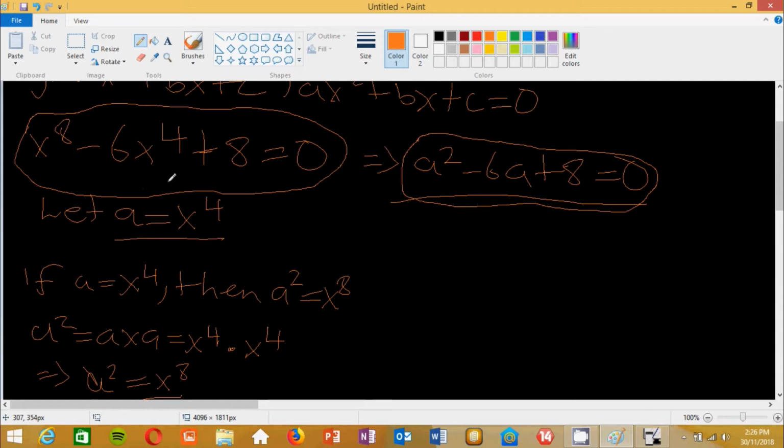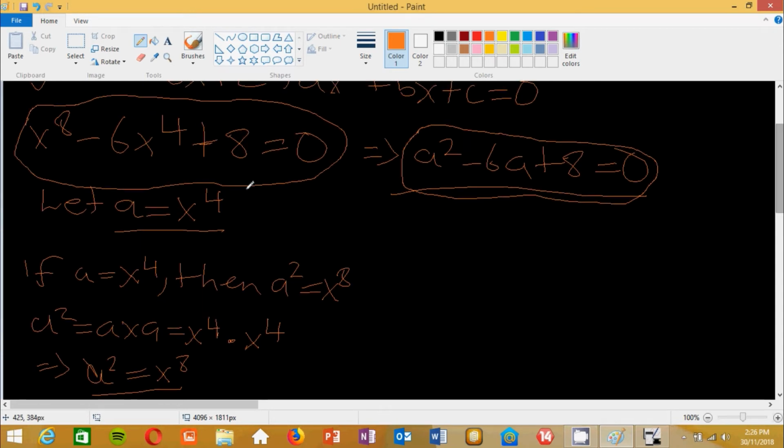So this is what a disguised quadratic equation is. A disguised quadratic equation is basically an equation that's quadratic, but you can't see it from the get-go, and you have to convert it into a quadratic equation. So how then would we solve this? Well, to solve this, we would then solve this quadratic equation for a. The solutions to this quadratic equation are the solutions for a.